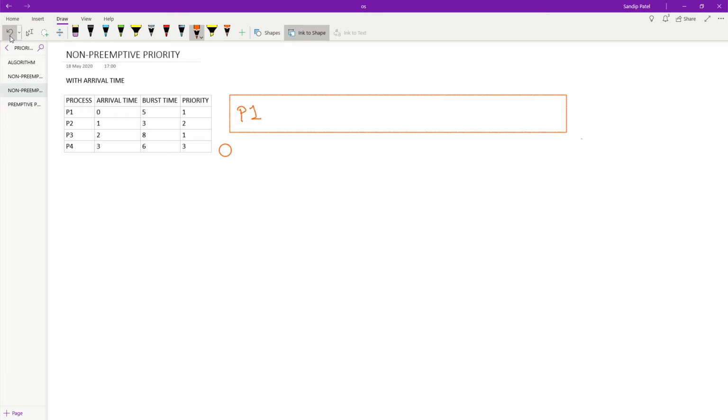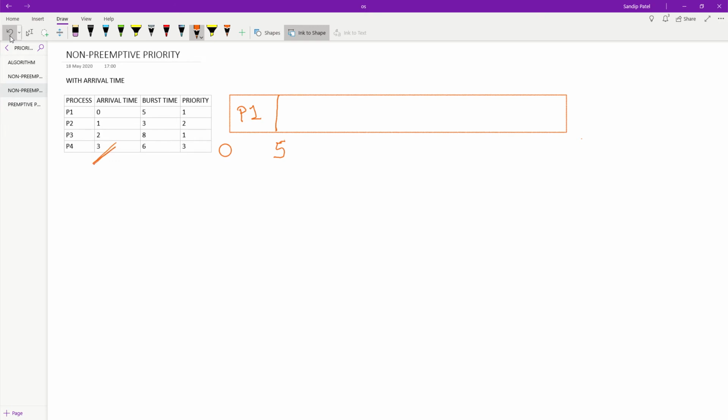So this is a non-preemptive approach. We are not removing P1 even if a new process comes with a higher priority. The burst time of P1 is 5 milliseconds. Up to 5 milliseconds, you can see the arrival times 0, 1, 2, 3. So up to 3 milliseconds only, the processes have arrived.